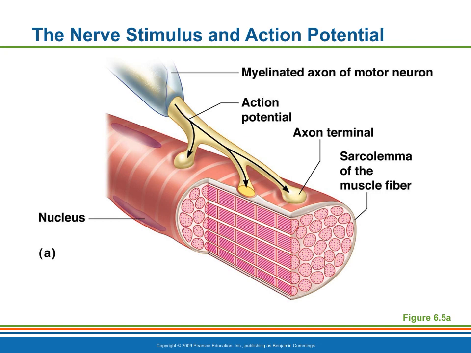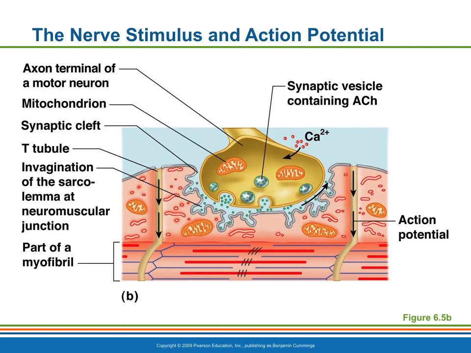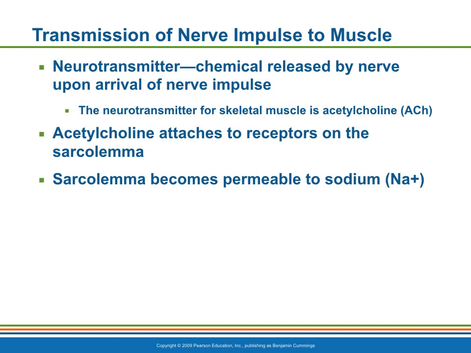You can see here an axon terminal of a motor neuron forming a neuromuscular junction with a muscle fiber. Although the nerve endings and the muscle cell's membranes are very close, they never touch. The gap between them, called the synaptic cleft, is filled with tissue fluid called interstitial fluid. The axon terminal contains vesicles filled with the neurotransmitter acetylcholine, which is released when the nerve impulse reaches the axon terminal. The sarcolemma is highly folded adjacent to the synaptic cleft, and acetylcholine receptors are present in these folds.